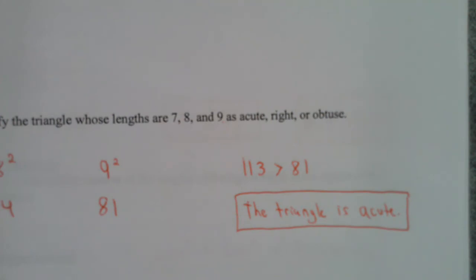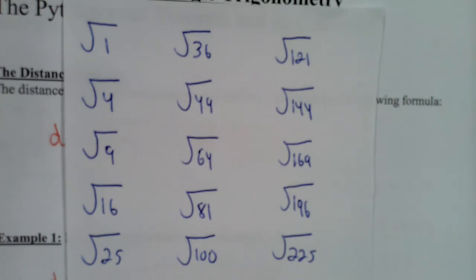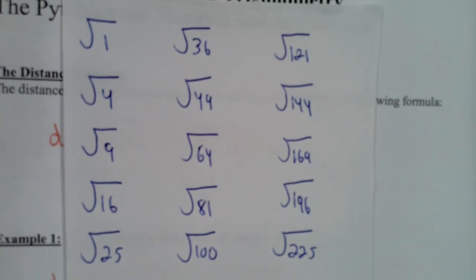All right, so again, you have to make sure you know the Pythagorean Theorem. You have to make sure you know the converse. And you really want to make sure you have your list of perfect square numbers memorized. We did that in lesson 1. We also used that in lesson 2. And you're going to need it for this lesson, as you saw, and you're going to need it going forward.